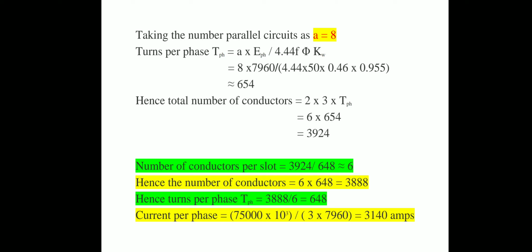Therefore, the number of conductors per slot will be equal to 3924 divided by 648, approximately 6. So it is okay. Hence the number of conductors is equal to 6 into 648, which is 3888. Hence turns per phase TPH is equal to 3888 divided by 6, that is 648. And the current per phase is equal to 75,000 into 10 raised to power 3 divided by 3 into 7960, that is 3140 amperes.